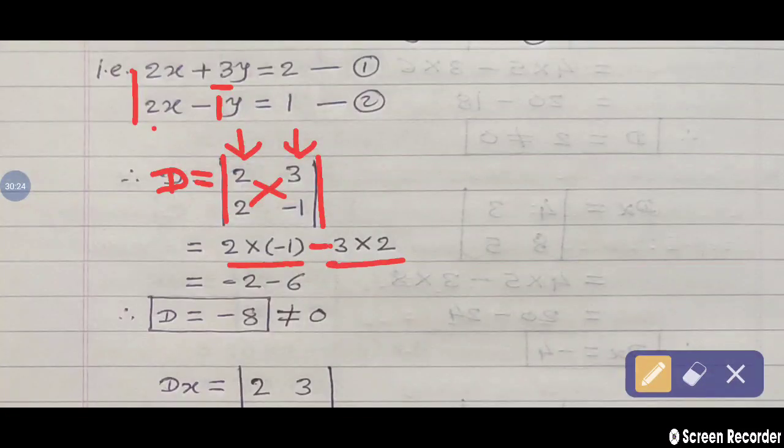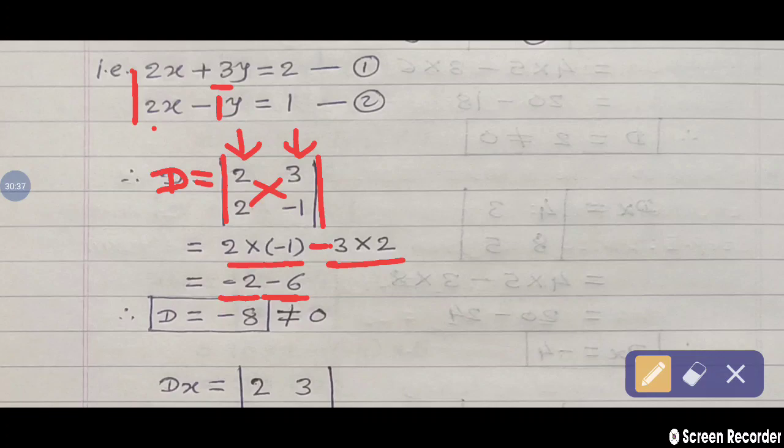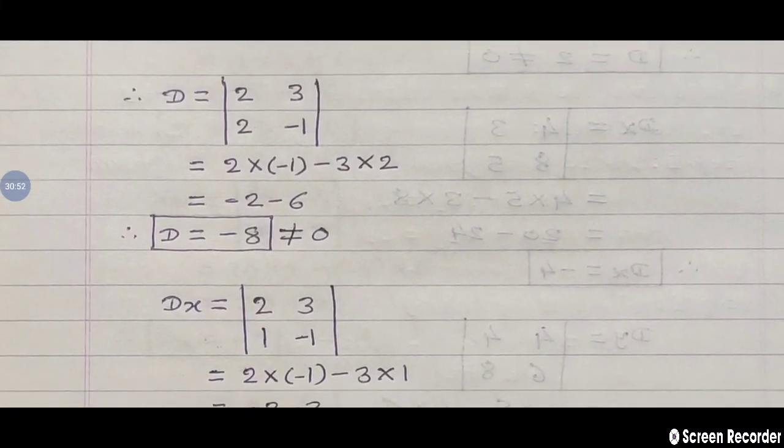Do the multiplication then. 2 multiplied by minus 1, plus multiplied by minus, answer is minus. So 2 ones are 2. So minus 2, minus sign remains as it is here, and 3 2s are 6. So minus 6. So minus 2 minus 6. We are making the addition here. So minus 8. So we are getting the value of D is minus 8, and that is not equal to 0.